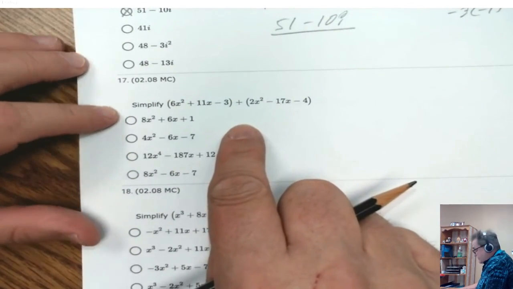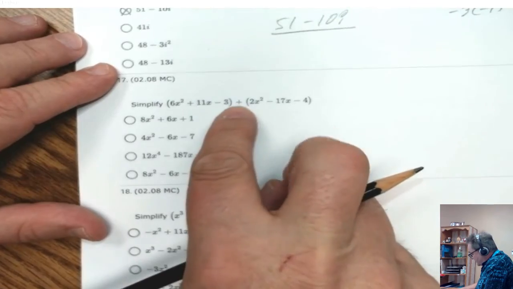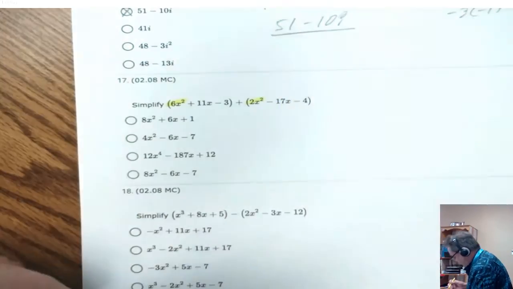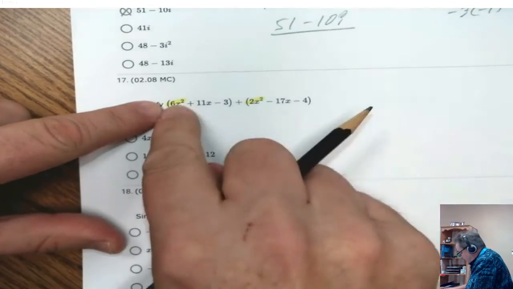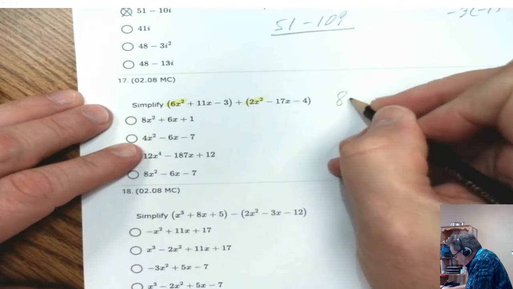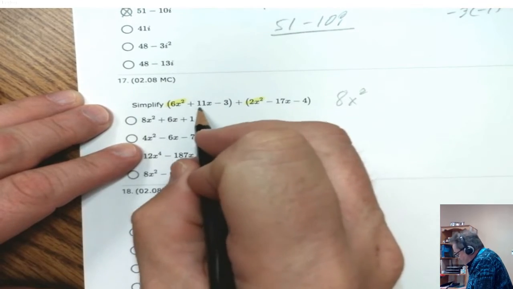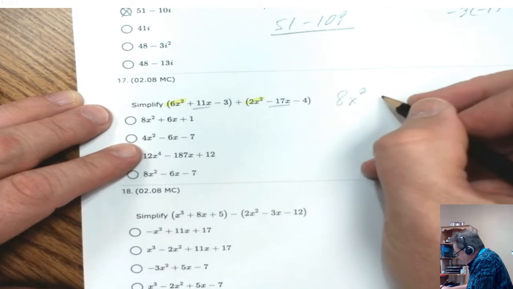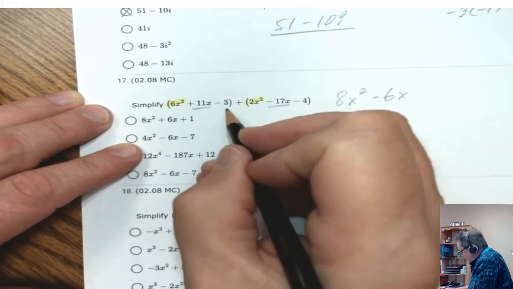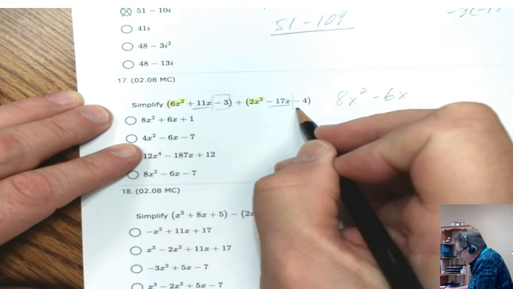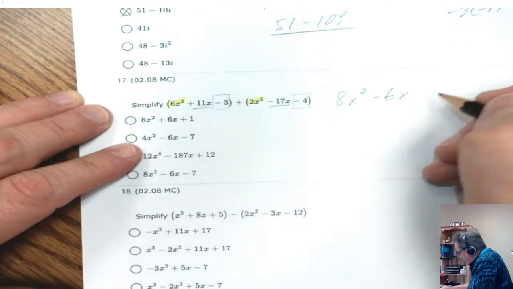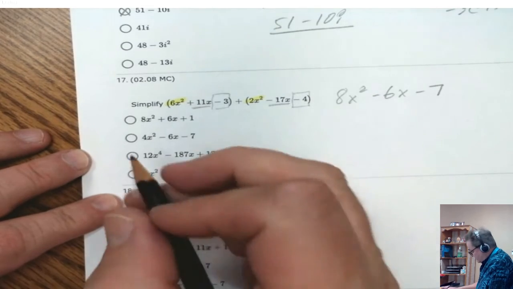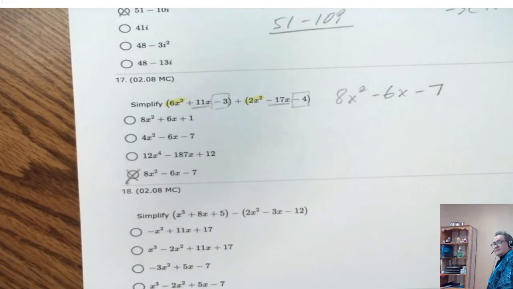Simplify here. All right, we have a polynomial and another polynomial, and it wants to add. Well, again, we can only add like terms. X squareds, we can combine the x squareds. So what is 6x squared plus 2 more x squared? That's 8x squared. Now these are x's, 11x and minus a 17x. If I'm adding a negative and a positive, the negative is bigger, so I got negative 6x. And then these are the constants. If I add a negative 3 plus a negative 4, I've got negative 7.